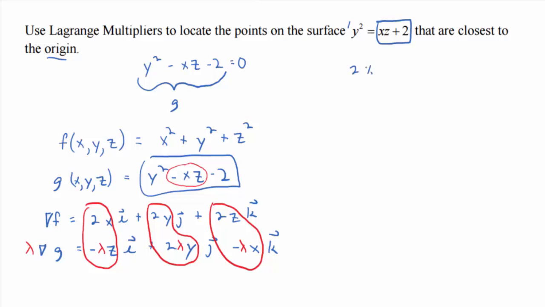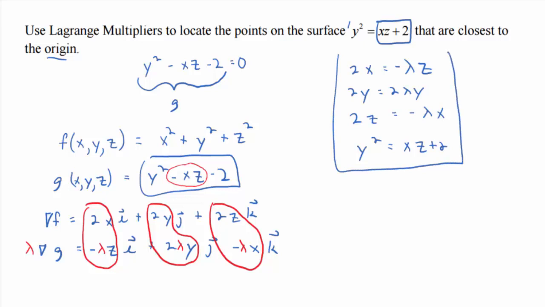So 2x is equal to negative lambda z. 2y is equal to 2 lambda y. And then 2z is equal to negative lambda x. Is all that good? And then the constraint is just the surface. y squared is equal to x times z plus 2. So we have this system of equations.